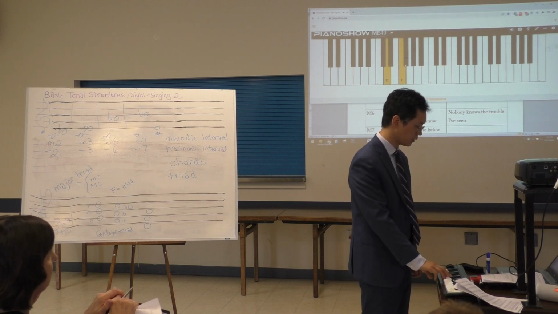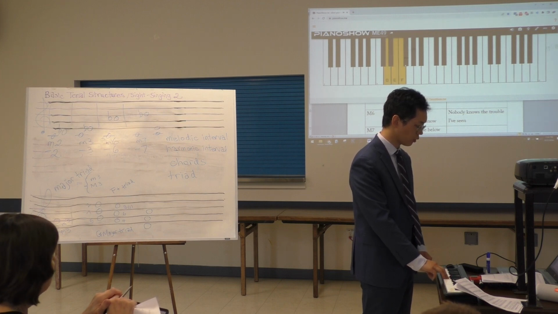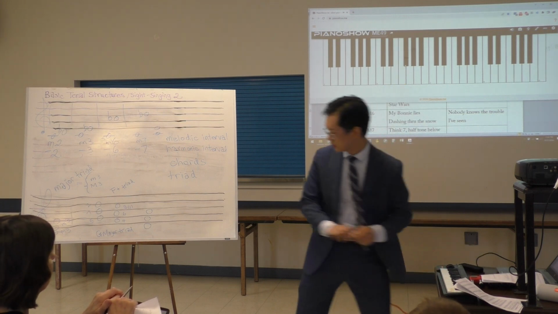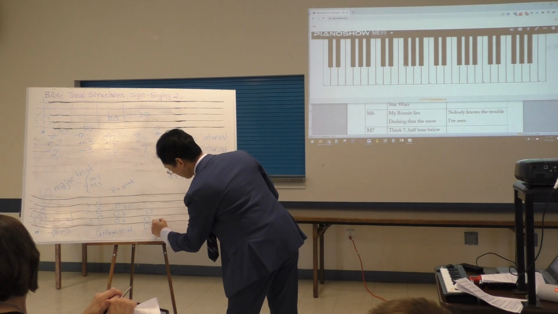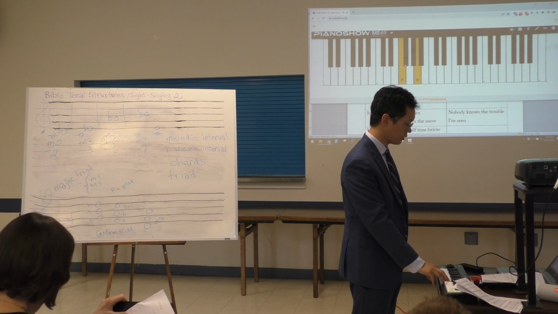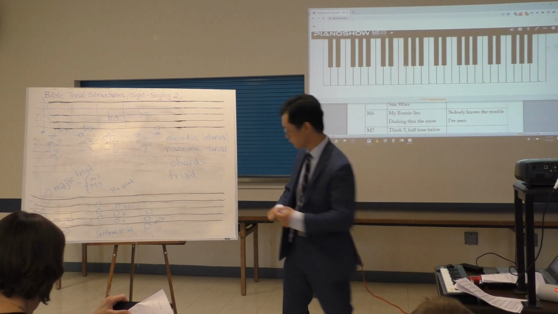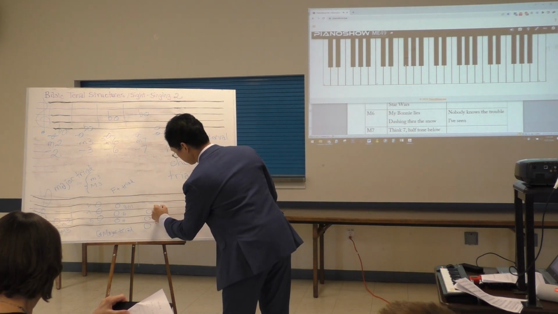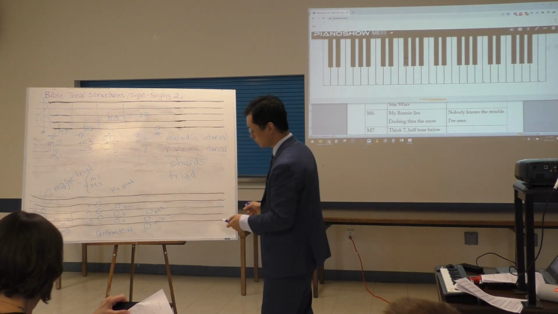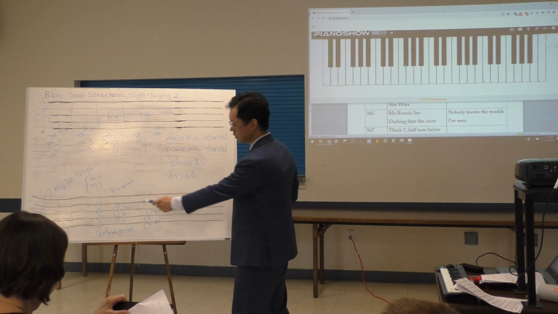Just count how many. It's a minor third because it's a whole step plus a half step. And then F to A is what? Major third, right? Two whole steps. So this is backwards, isn't it?